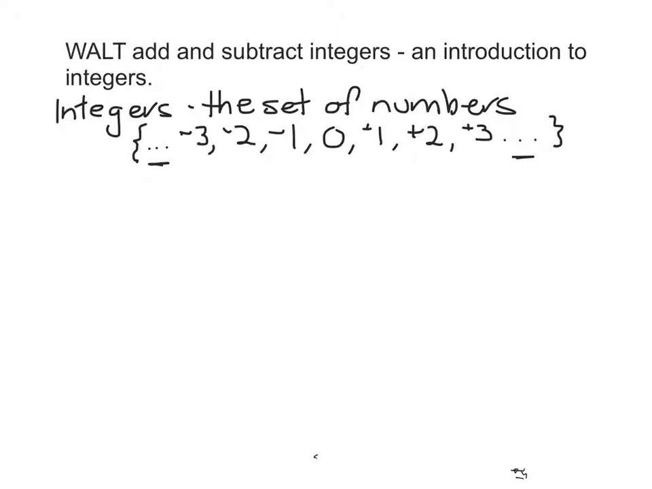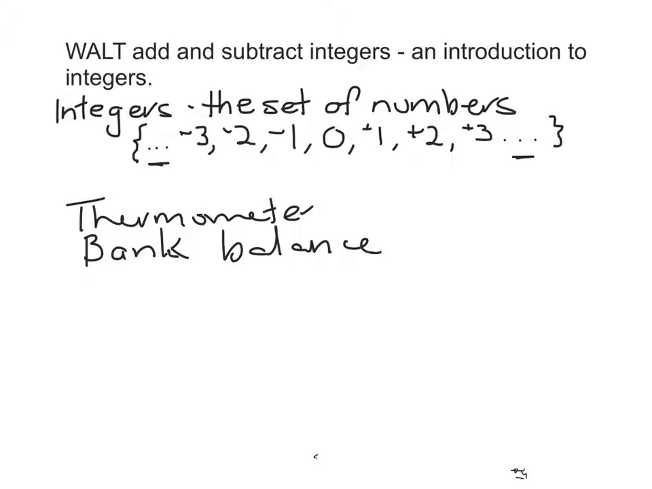So where do we meet integers? In such places as thermometers, where the temperature above or below 0 is recorded. We also meet them in our bank balance, when we have either saved or spent more than we should. And another context in which we meet them is when we are looking at tides and tide charts, looking at the height above a mean tide level or below that mean tide level.